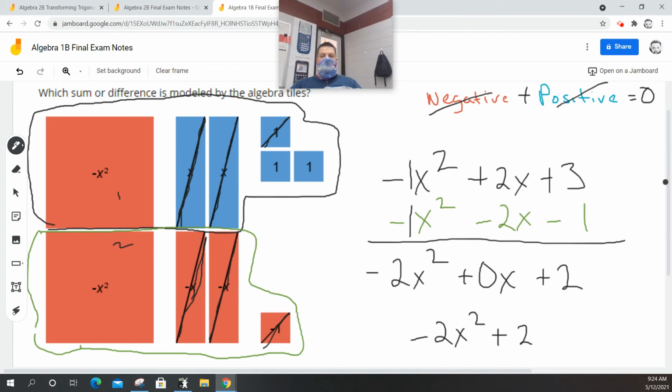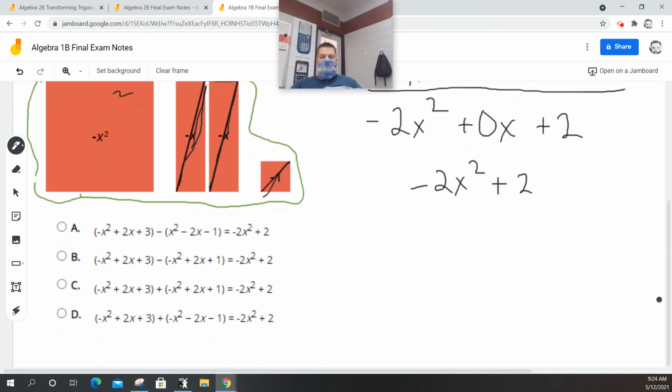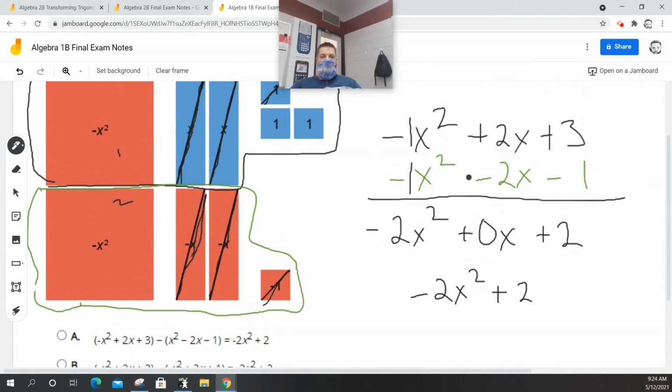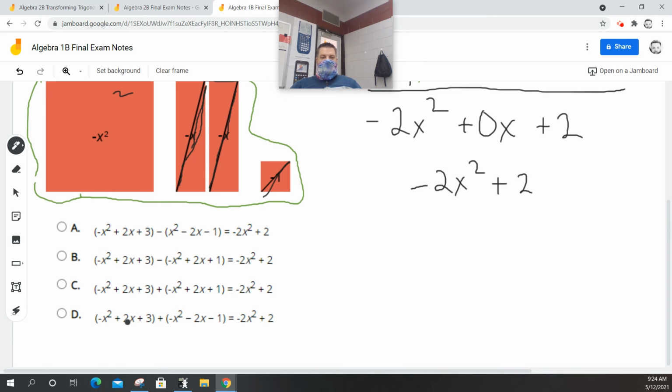Now the tricky part is, what is the correct answer? Well, they all have the same answer of negative 2x squared plus 2, but I've got to pick the one that represents where the answer came from. I think it's the last one, isn't it? Negative x squared plus 2x plus 3 plus negative x squared minus 2x minus 1. So that's D. Does that make sense?